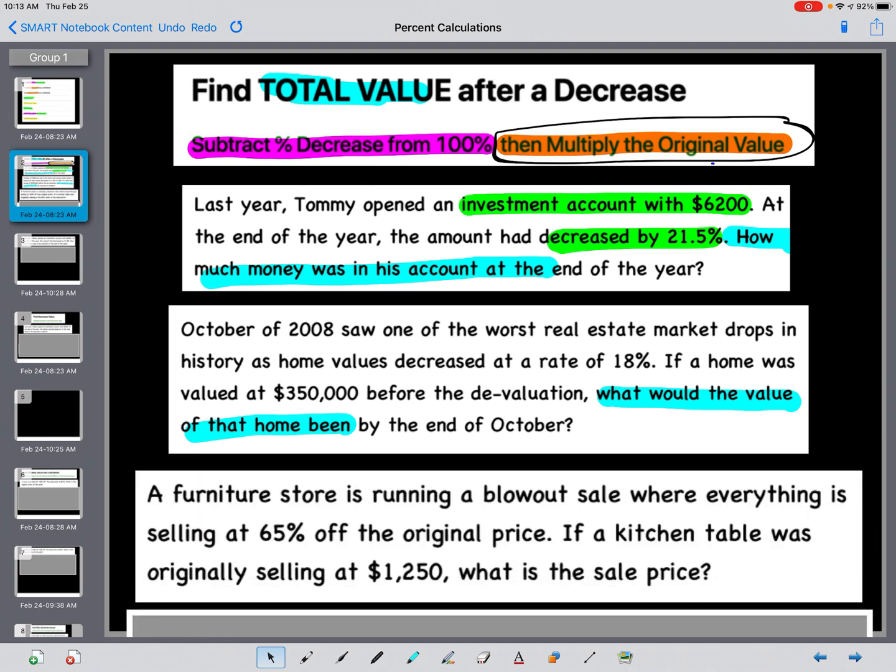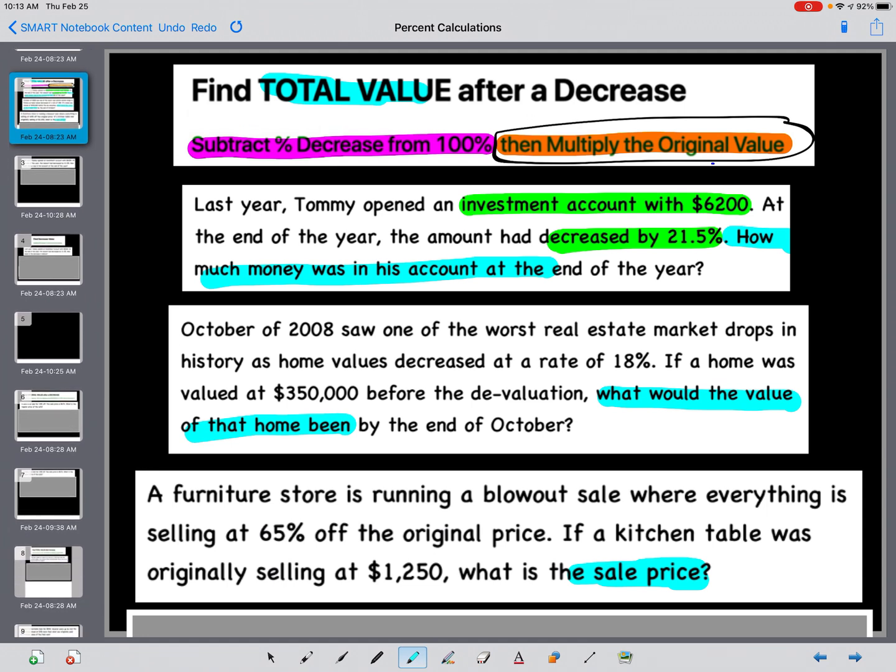So this is the same type of calculation. Here, a furniture store is running a blowout sale where everything is selling at 65% off the original price. If a kitchen table was originally selling at $12.50, what is the sale price? So again, what's the sale price? That's a total value. So that's how you find total value after a decrease.